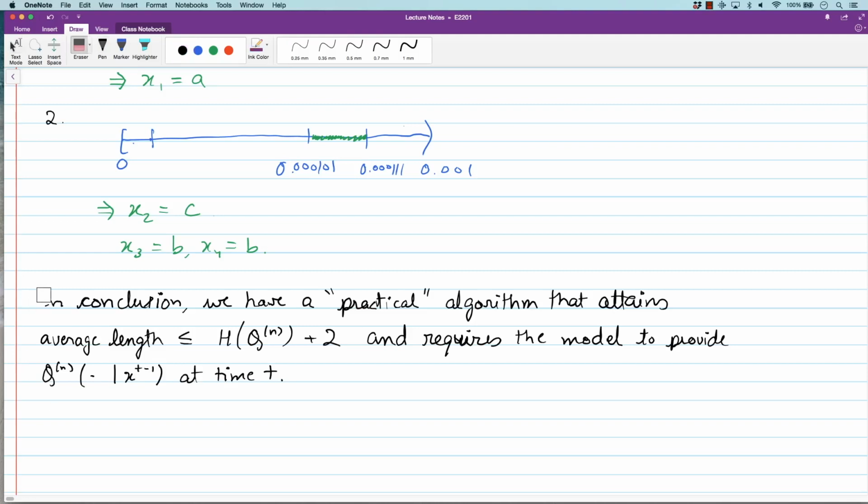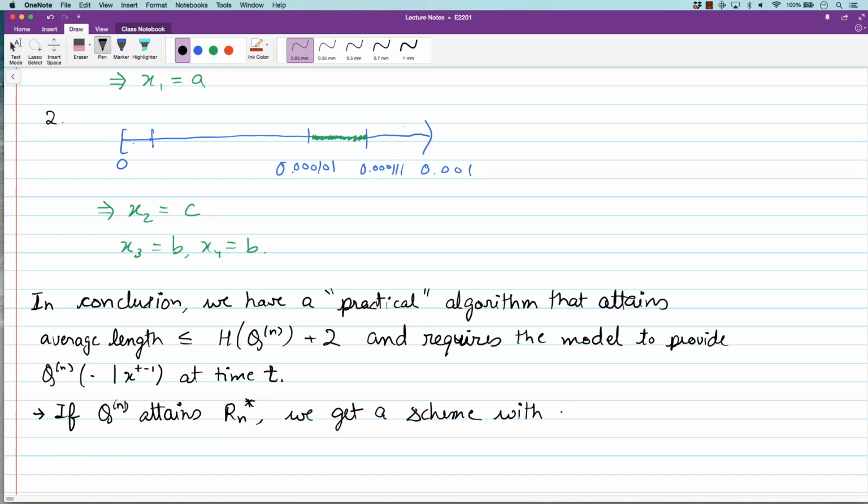Okay. So this scheme is there, and now what we will do in the next lecture is see that if you can somehow come up with a probability assignment like this, then we can already attain this. The only thing that remains is how to come up with this probability assignment at each time so that R_n star is attained. So we want the optimal probability assignment which attains R_n star. If Q_n attains R_n star, we get a scheme with regret less than R_n star plus 2.